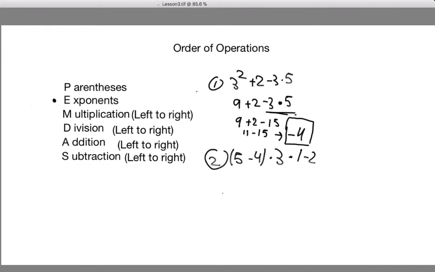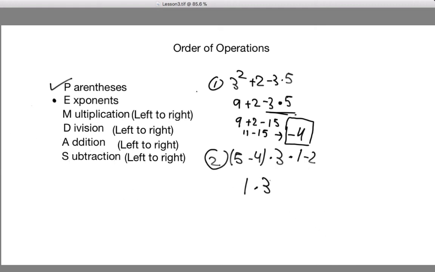Now let's go on to a little trickier problem. We have 5 minus 4 times 3 times 1 minus 2. It may just seem like a lot at first, but as we get through it, it should look pretty easy. So first we do have parentheses in this problem. Check that off over here. So 5 minus 4 is 1, and we're going to carry forward the rest of this expression straight back down onto this paper.